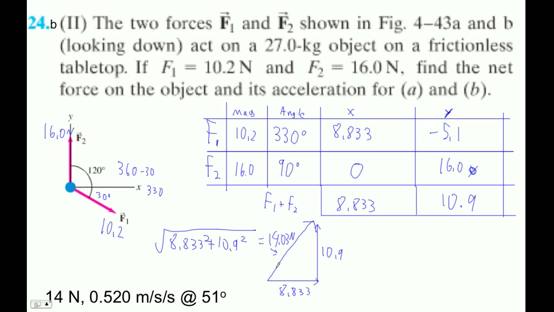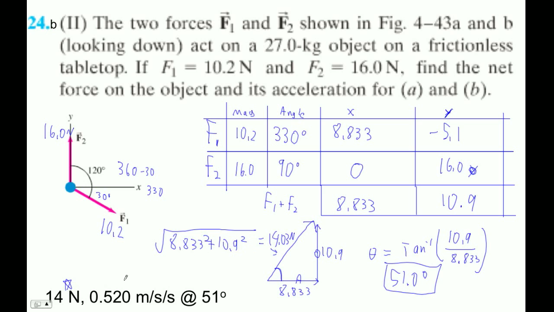Okay, and then let's find this angle right there. Theta equals inverse tan of the opposite side over adjacent, right? 10.9 over adjacent side, 8.833. Ta-da! Okay, so here we go. Inverse tan, 10.9 divided by 8.833. That's 50.979, so 51 degrees is good enough, right? It's actually 51.0 degrees, right? Okay, so 51 degrees. We've got the 14.0 newtons, right?